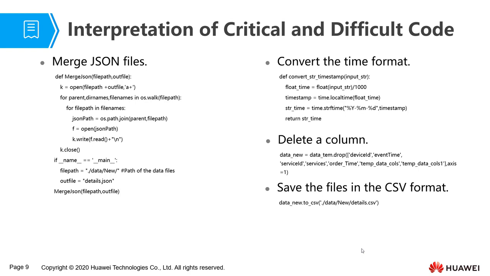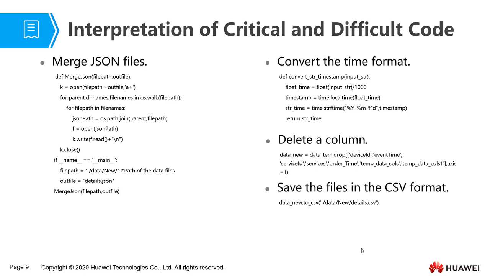Next, convert the time format. Convert the timestamp to the standard time format. First, use the localtime function in the time package to convert the time in the data to a timestamp. Then, use the strftime function in the time package to convert the timestamp to the format that we need: year, month, and date. To delete some unwanted columns, we use the drop function.